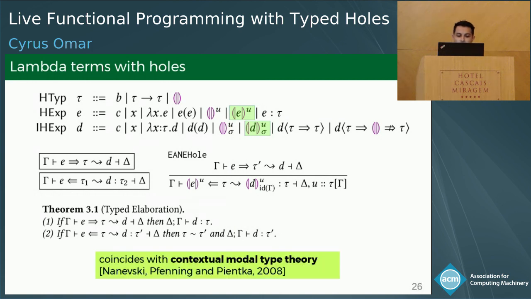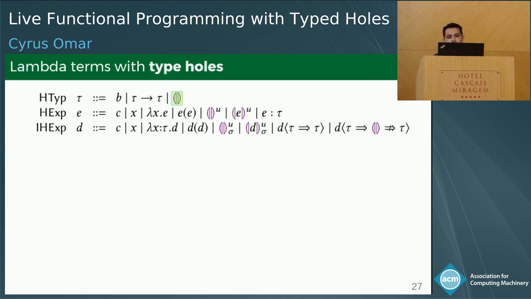I'm running out of time. What I will say is that the internal language is a contextual modal type theory, and so the delta there is the modal context. The hole names u correspond to metavariables in CMTT, and these hole closures correspond to metavariable closures. This is really nice. CMTT is the Curry-Howard interpretation of contextual modal logic, and so it gives us a nice logical interpretation of hole closures in terms of modal necessity, and gives us confidence in our approach. So I'll just mention that.